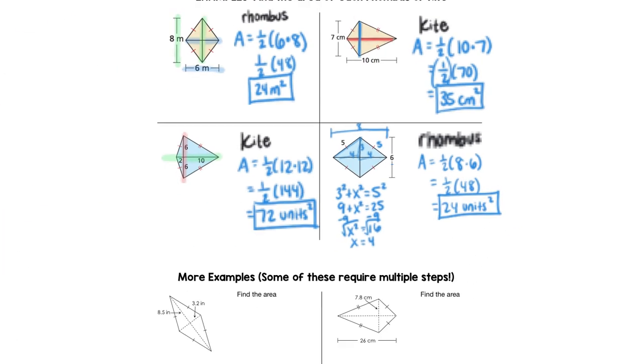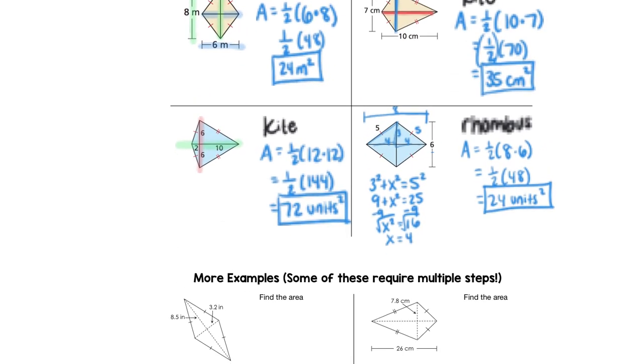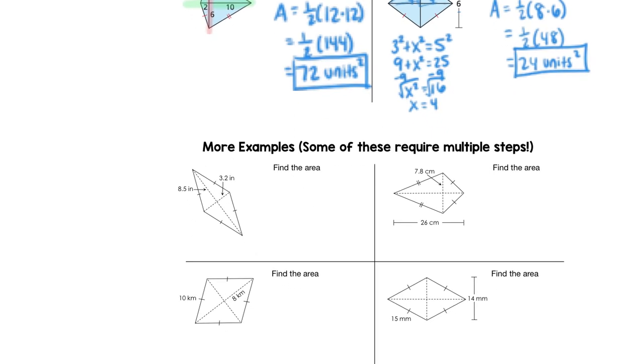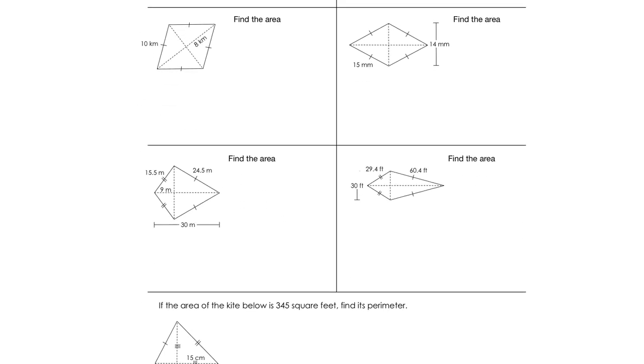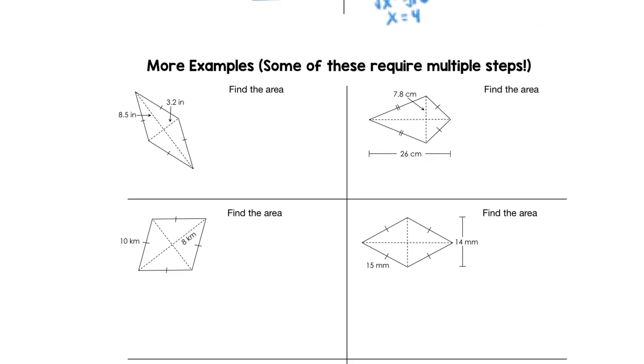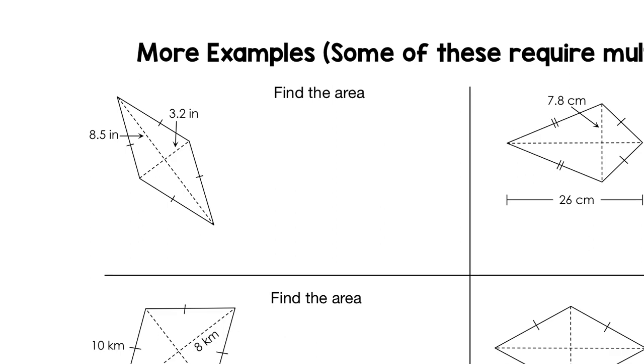Okay, we want to keep in mind that sometimes they might have a few more steps. Sometimes those steps are the Pythagorean theorem, or usually it would be the Pythagorean theorem. So on the back, we have some more complicated examples here. So on this first one, we want to find the area. It looks like it's a rhombus.